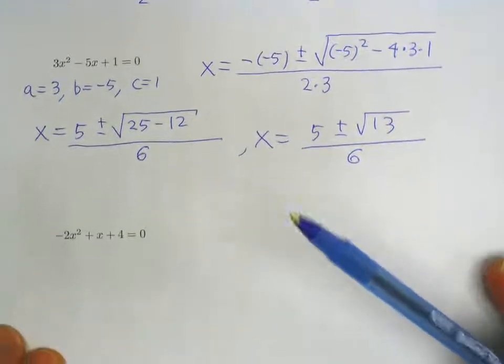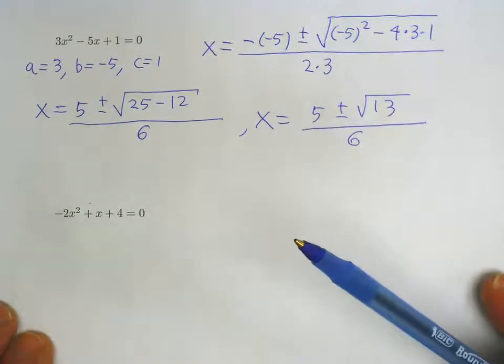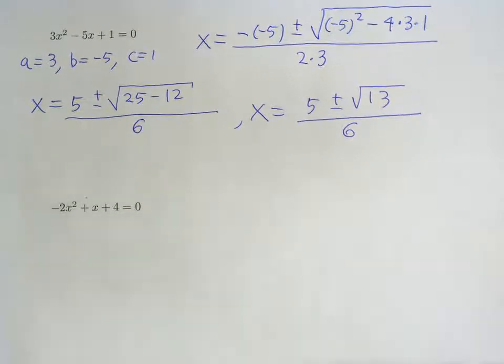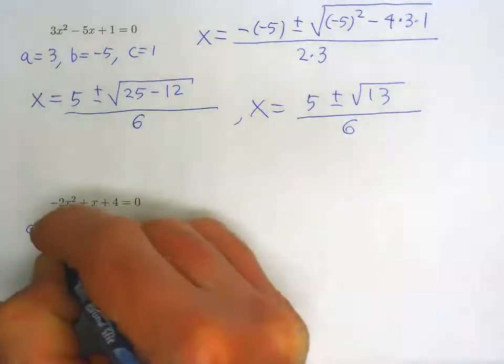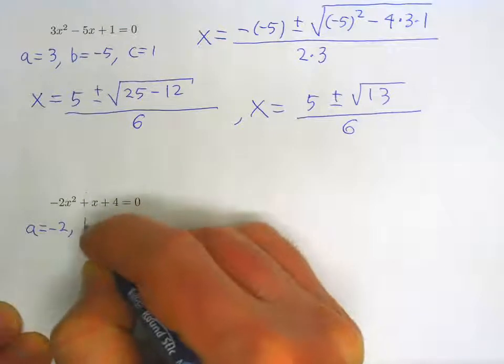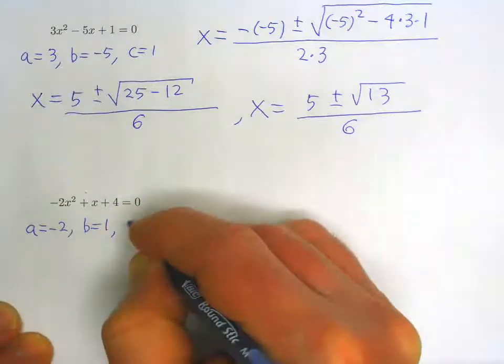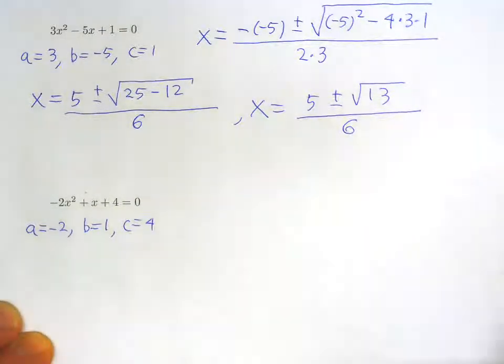Okay, the next example. This quadratic equation is in standard form. It always has to be in standard form so that you correctly identify the values of a, b, and c. So in this one, a is -2, b is +1, and c is +4.